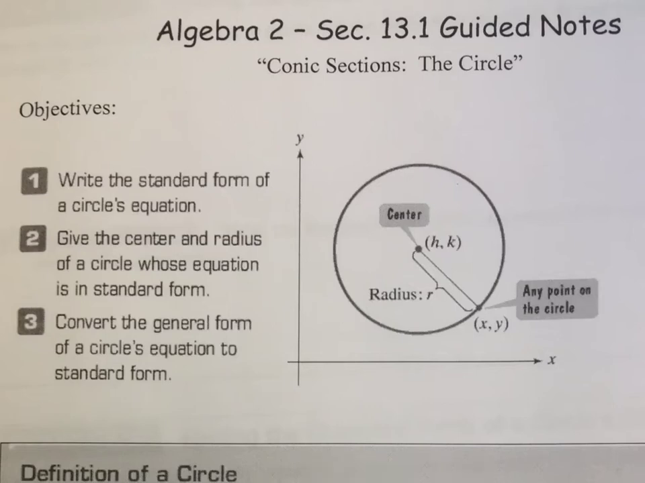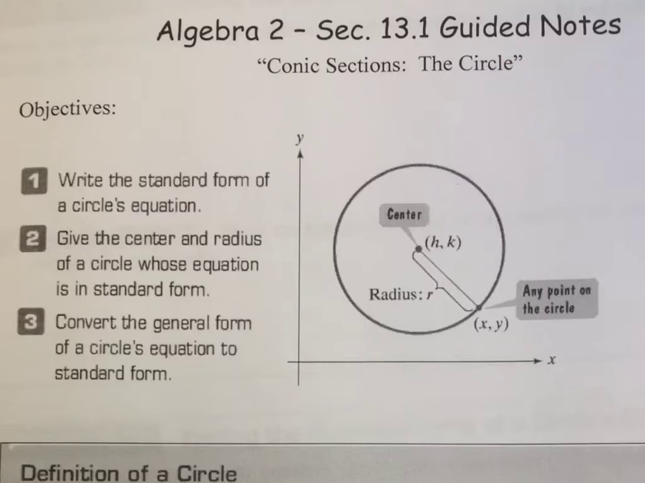Hello, this is section 13.1, conic sections, and it's the circle. The reason why it's called a conic section is if you think of taking a cone and splitting it horizontally, then if you looked at the cut that you made, it would be a circle. I'll try to remember to show you in class how that works. But that's the reason why this chapter is called conic sections, because there are different ways you can cut a cone to make all these conic sections.